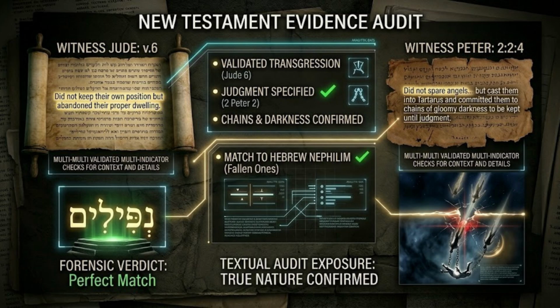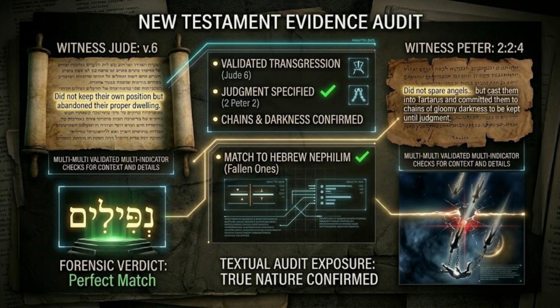Jude verse 6. The angels who did not keep their own position but abandoned their proper dwelling, he has kept in eternal chains under gloomy darkness until the judgment of the great day. Peter's second letter, chapter 2. God did not spare angels when they sinned, but cast them into Tartarus and committed them to chains of gloomy darkness to be kept until the judgment. The apostles are not writing about beings who were simply tall. They are writing about beings who crossed a boundary, who abandoned their proper dwelling, and who were judged specifically for that transgression. The language matches the Hebrew perfectly.